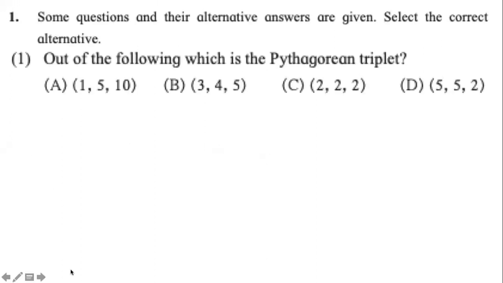Like in any problem set, this problem set also starts with a multiple choice question in which there are 8 sub-questions. The first one is, out of the following, which is a Pythagorean triplet? There are 4 triplets given: 1, 5, 10; 3, 4, 5; 2, 2, 2; and 5, 5, 2. We have to tell which is a Pythagorean triplet.